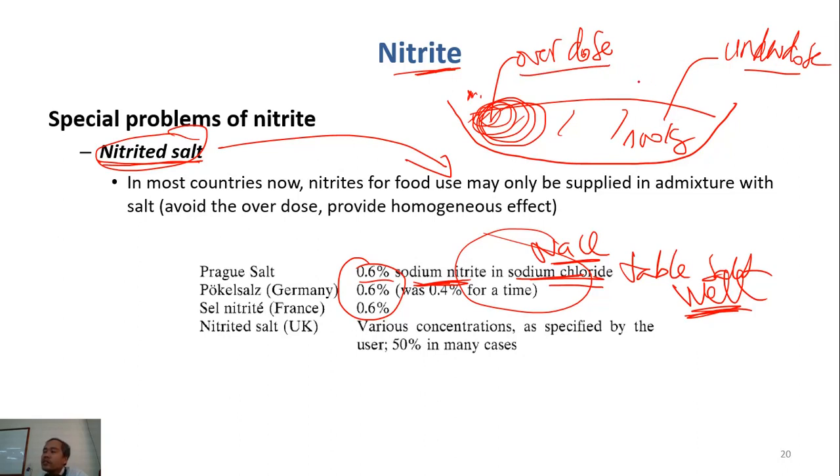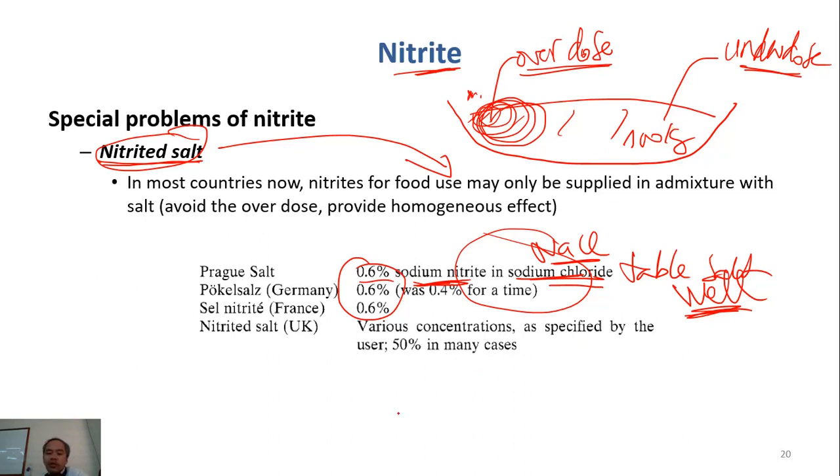Which one is more dangerous, overdose or underdose? They are both dangerous. Because overdose means it may become toxic when the concentration is so high. Underdose, then you don't have the preservative effect, and then microorganisms grow. Maybe some pathogens will grow. You may also have issues.